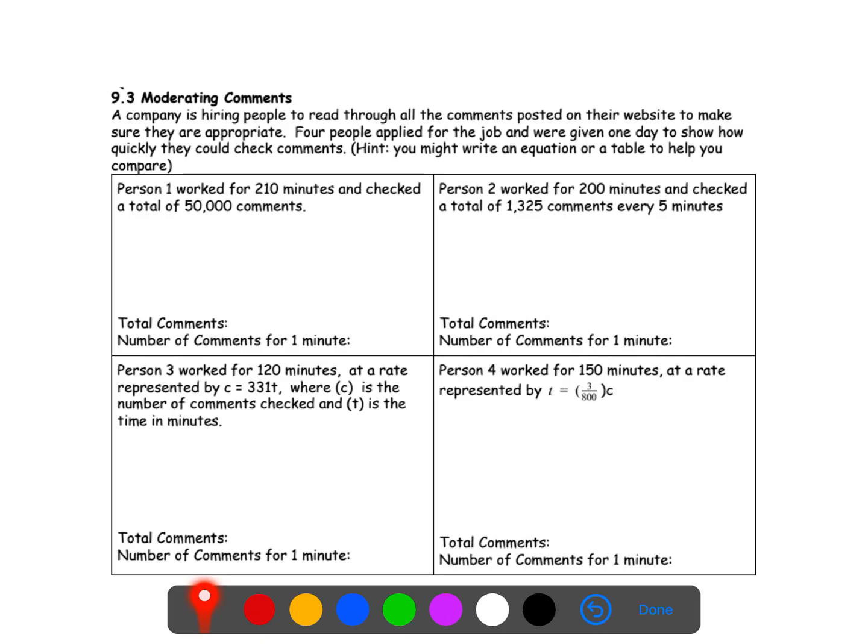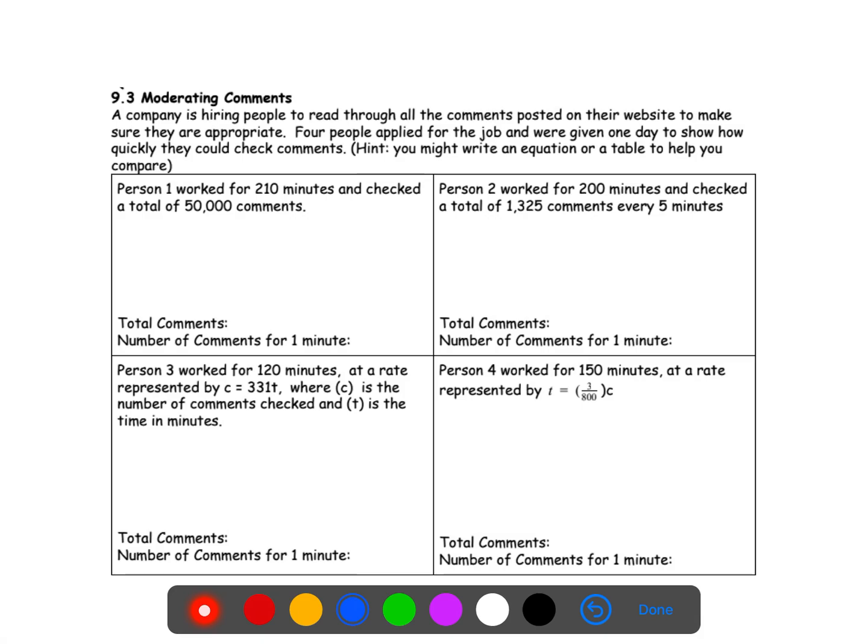If we look at the number of comments per minute, then we're finding a comparison between these 4 employees that is a fair way of checking this, so that in 1 minute's time, how many comments did that person get through? That would be their speed in checking these comments. So let's start with the total. If we look at person 1, we're told 210 minutes passed and 50,000 comments.